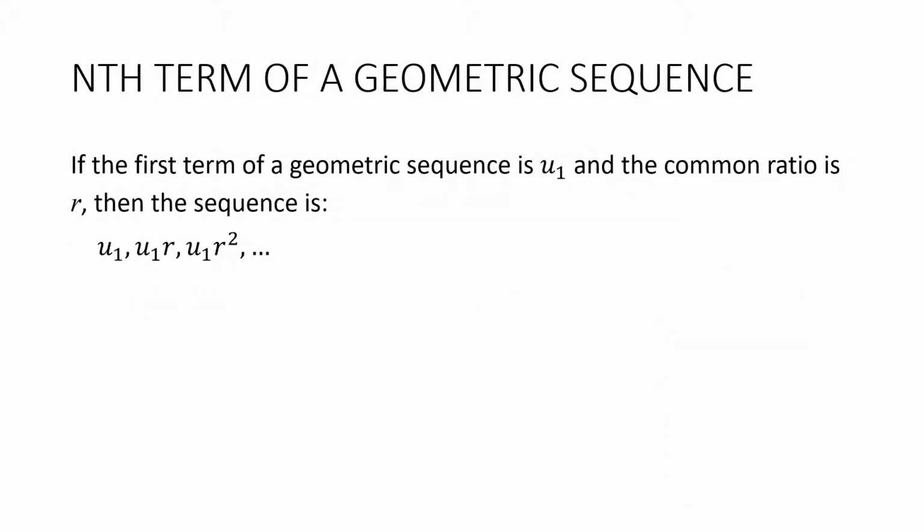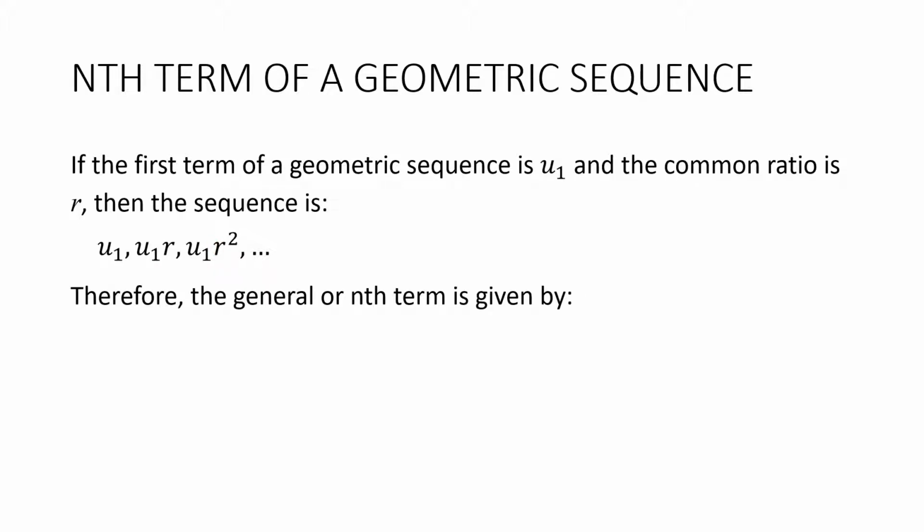Let's have a look at the nth term of a geometric sequence. If the first term of a geometric sequence is u1 and the common ratio is r, then the sequence is going to be u1 and then u1 multiplied by r and then u1 multiplied by r squared. Can you see commonality with our nth term of an arithmetic sequence? r, the amount that you're multiplying by, is always one less than the term. So this is the first term, second term, third term. Which brings us to our general or nth term: un equals u1 r to the n minus 1.